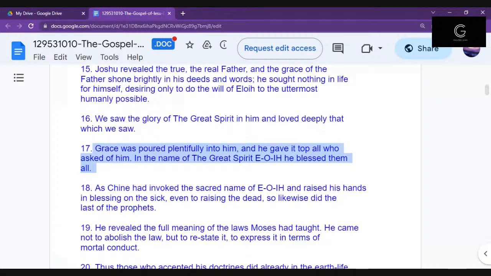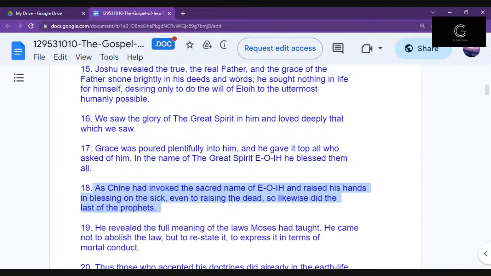It's only 0 to 99. What they call 1 through 100 or 0 to 99 in spirit rate. Brahma reached 99, and he wasn't born that way. How holy was that man? Grace was poured plentifully into him, and he gave it to all who asked of him. In the name of the Great Spirit, Iesu, he blessed them all.